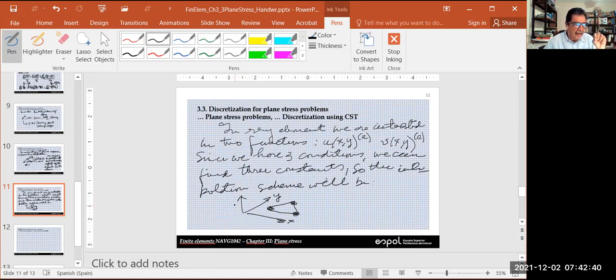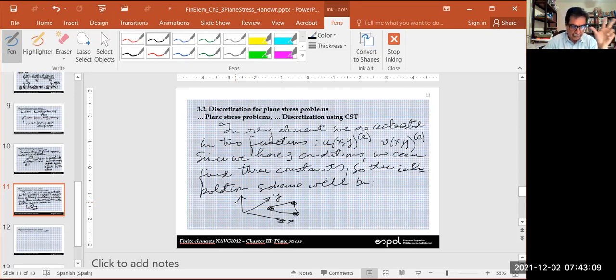So at one point, for example, you could find that this point moves in the X direction, but it doesn't move in the Y direction. Or you can find that this value moves in the X direction in the positive sense, and in the Y direction, it moves in the negative sense. There is no problem. But after you find the three values for U or the three values of V, you can interpolate in this element.